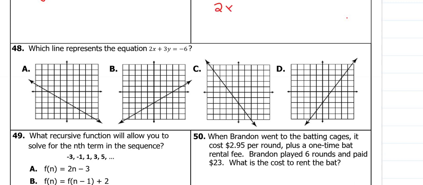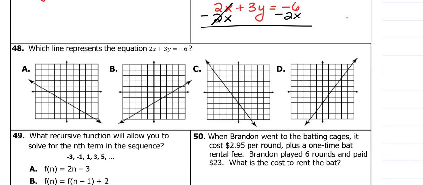So I'm going to take 2x plus 3y equals negative 6. I'm going to subtract 2x from both sides. Now I have 3y equals negative 2x minus 6. And now I'm going to divide every term by 3 so I can get y by itself. So I have y equals negative 2 over 3 x, negative 6 divided by 3 is negative 2.